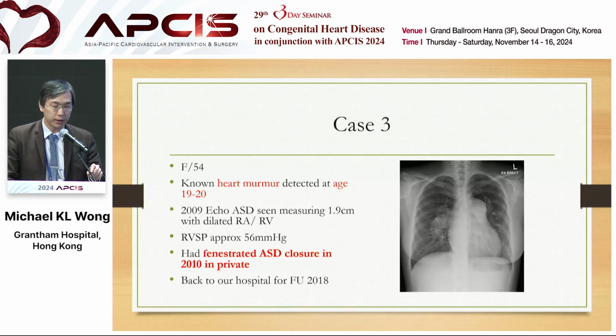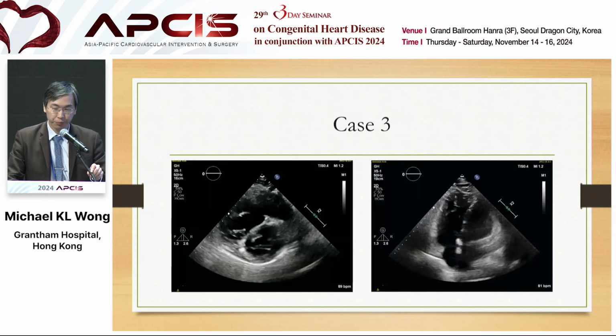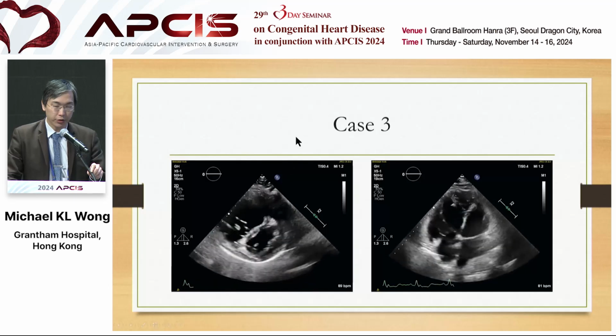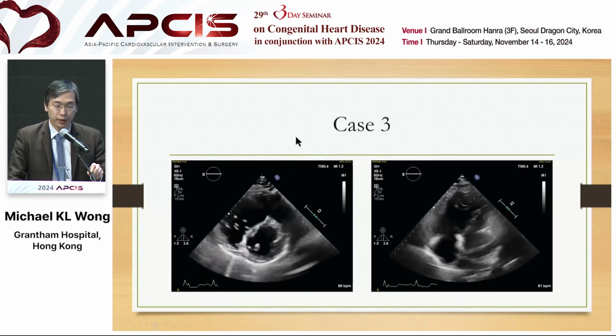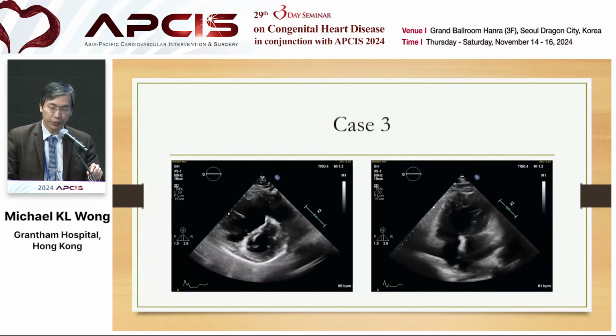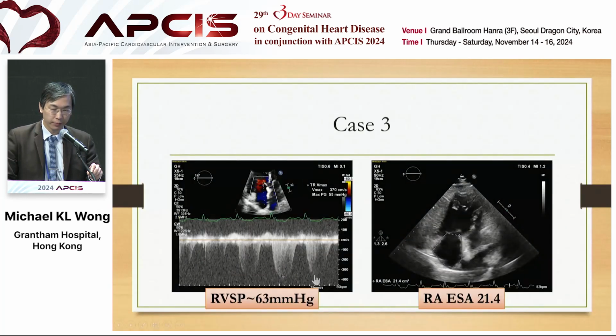So let us look at the third case, which is a middle-aged lady who had a murmur since adolescence, and subsequently had a fenestrated ASD closure in the private sector around 15 years ago, and later came back to our hospital for follow-up around 6 to 7 years ago. After our echo assessment, after the fenestrated ASD closure, you can see the RV is still dilated with D-shaped septum. Also, the pulmonary pressure is still on the high side.